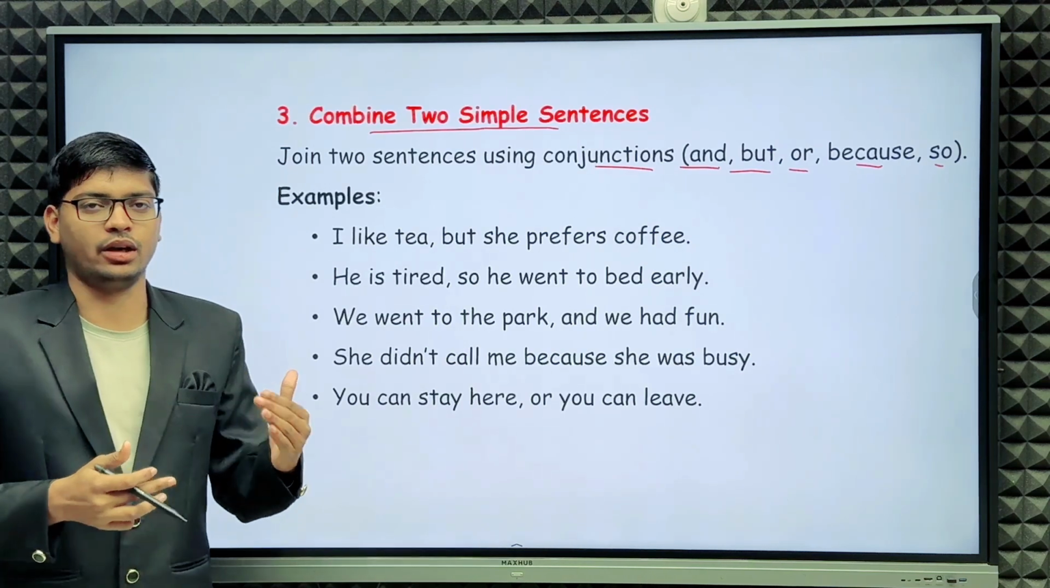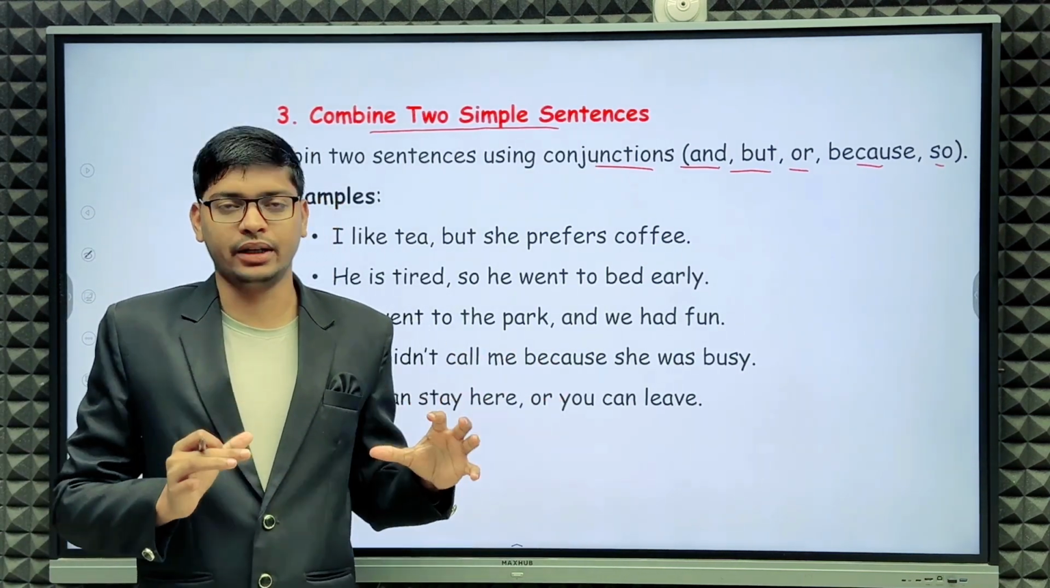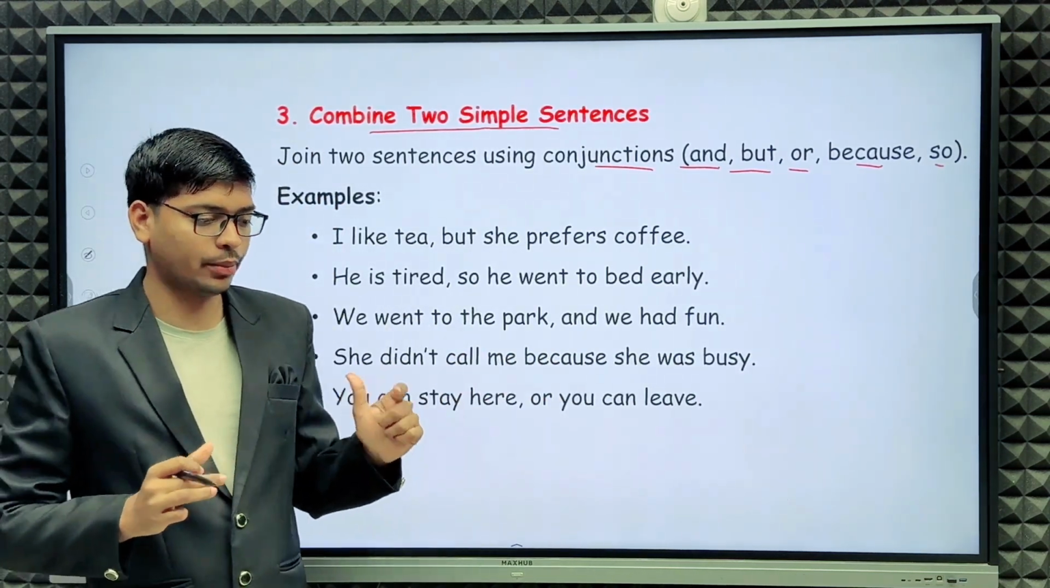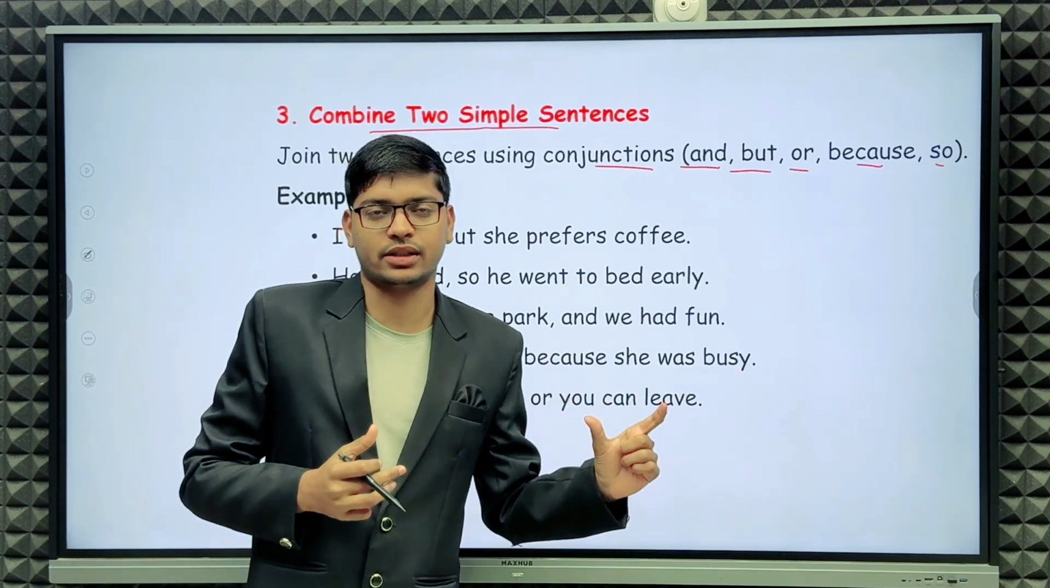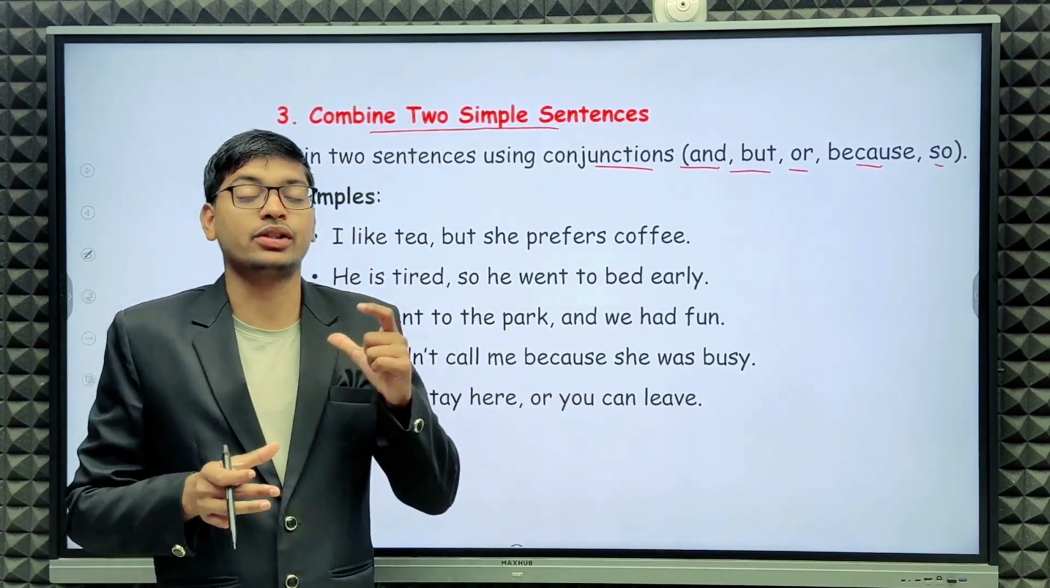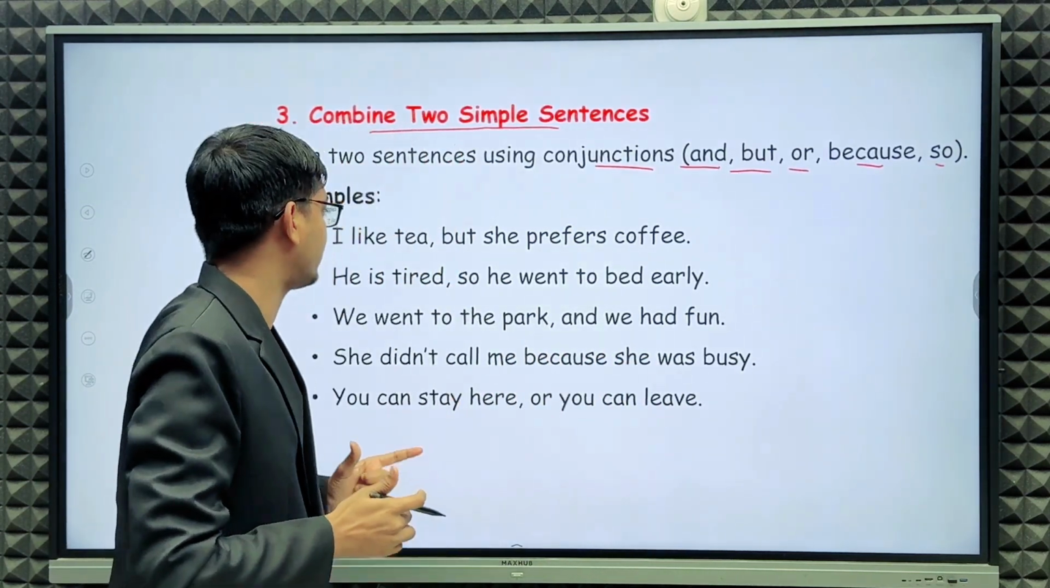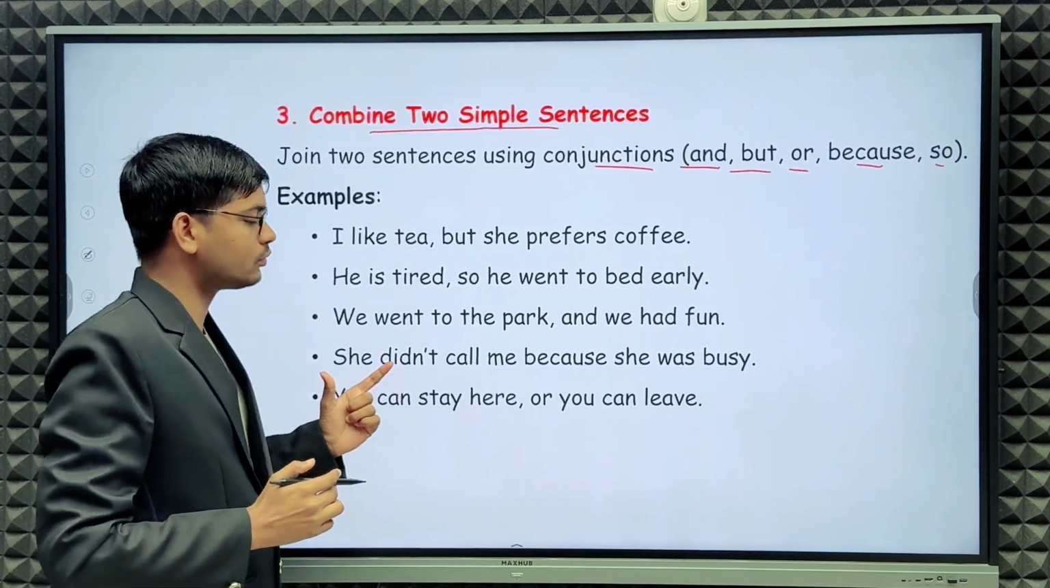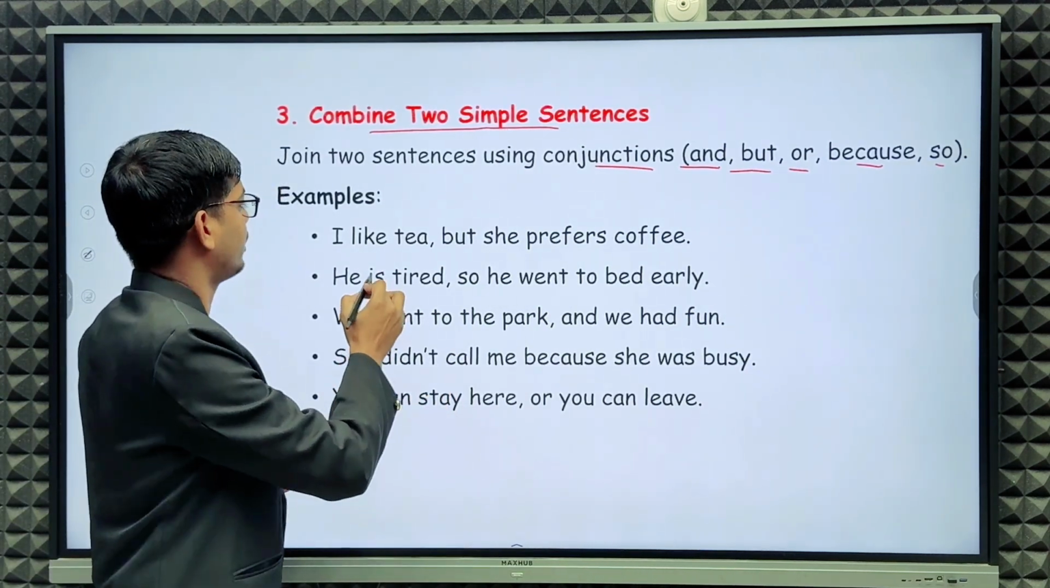All the conjunctions have a specific meaning, but we can easily understand them with the context of sentences. So let's understand with examples.